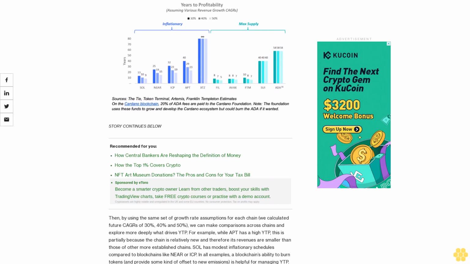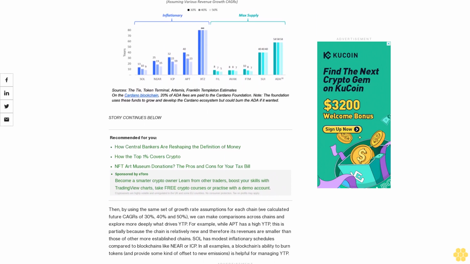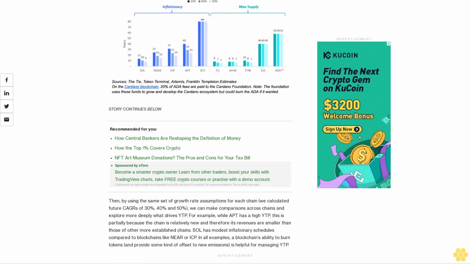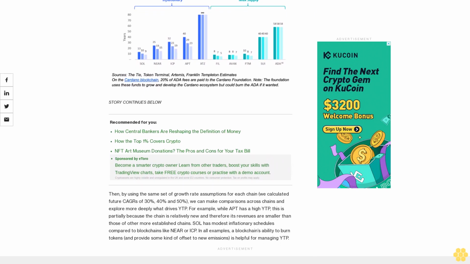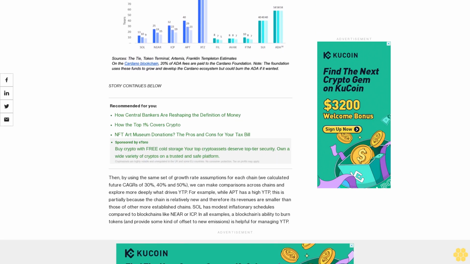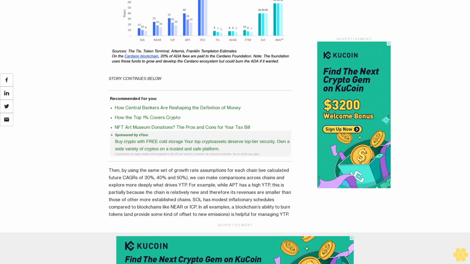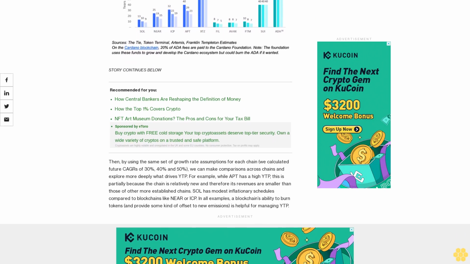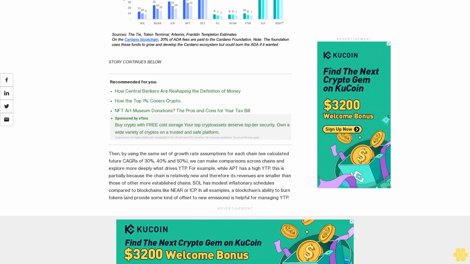Here's an analysis for multiple blockchains, with Ethereum and Binance Smart Chain excluded because they are already profitable. Then, by using the same set of growth rate assumptions for each chain, we calculated future CAGRs of 30%, 40%, and 50%. We can make comparisons across chains and explore more deeply what drives YTP.